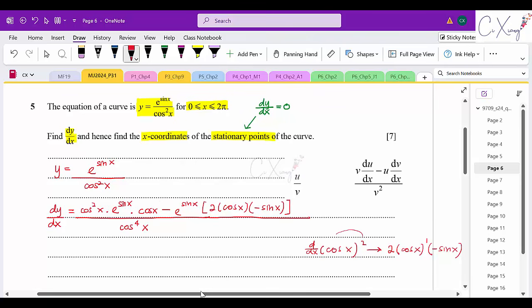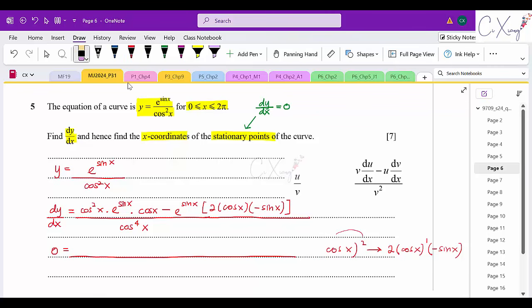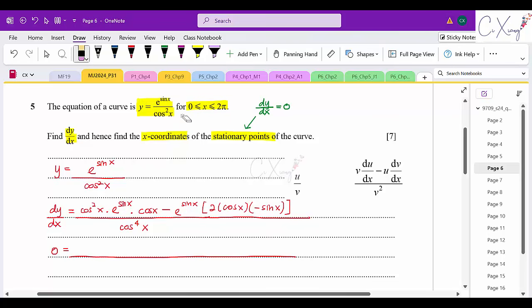And after that, for the next step, I need to make dy/dx equals to 0. Alright, then before I try to solve the whole equation, maybe what I need to do is simplify the term on top first, the term on the numerator.